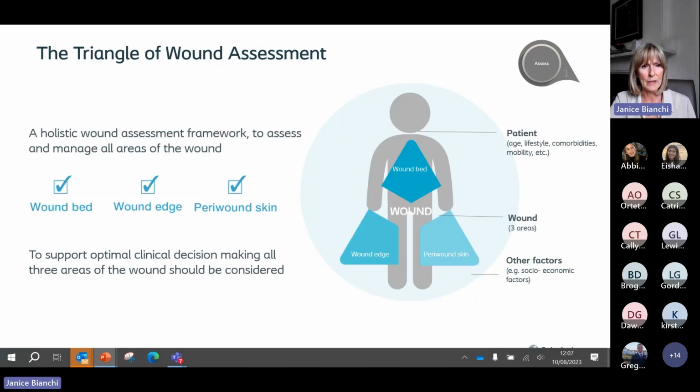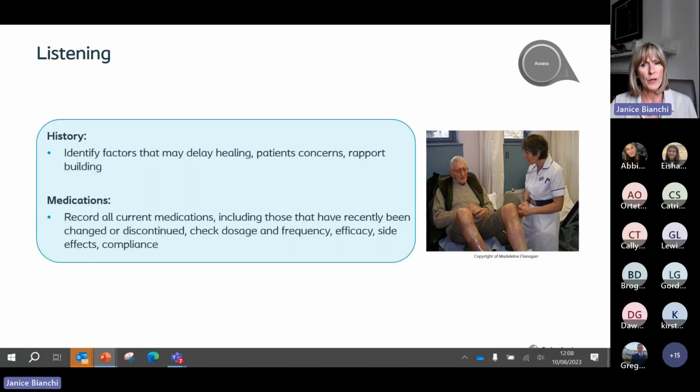And this is the simplified method of wound assessment. So looking at the triangle of wound assessment, where we think about the patient themselves, their comorbidities, their mobility, their socio-economic factors, and then looking at the wound: the wound bed, the wound edge, and the peri-wound skin to tell us what's happening with that wound and how we can move things forward. So if we're thinking about that holistic assessment, these are the key things that we are doing here.